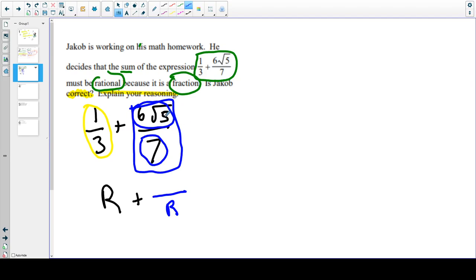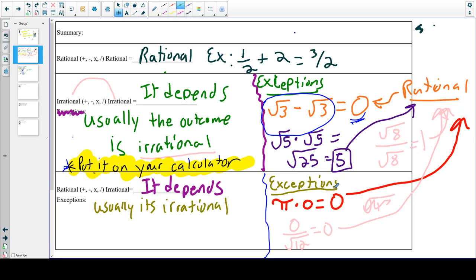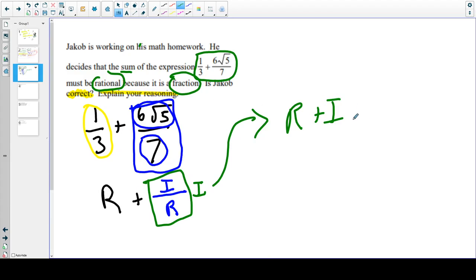Well, the square root of 5 is irrational, 6 is rational, and when you multiply them together, you still get an irrational number. Okay? Let's break this down even further. An irrational divided by a rational is going to be irrational. So we're left with a rational plus an irrational. And if we go back to our previous screen, we really didn't have any exceptions for that. But if you really wanted to, you could put this on your calculator and you'll see it's clearly an irrational number.